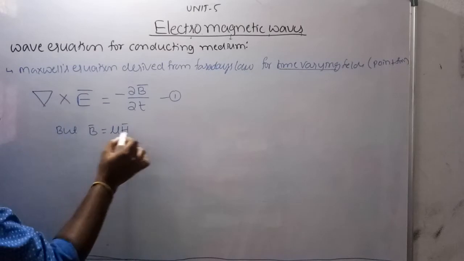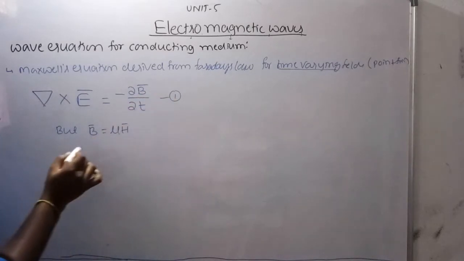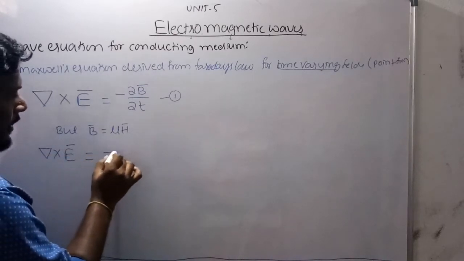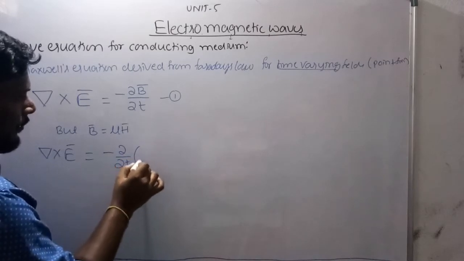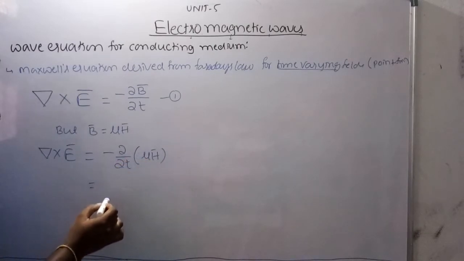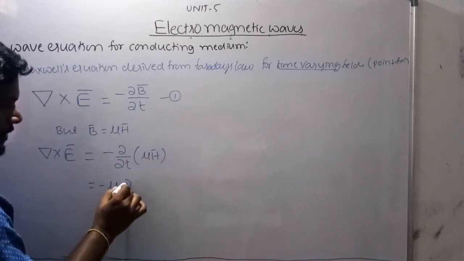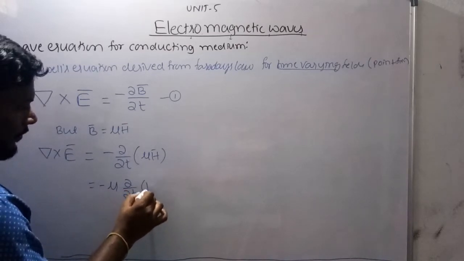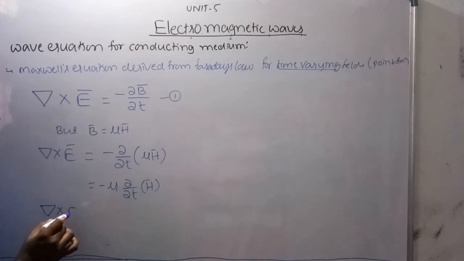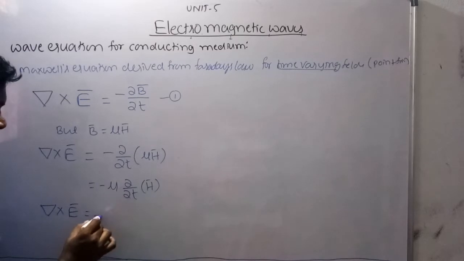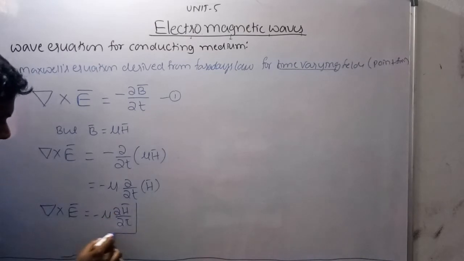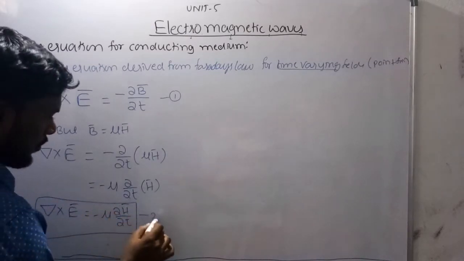Now if you substitute the B bar value in equation 1, del cross E bar is equal to minus dou by dou t of mu times H bar. Mu is a constant, so we can take it outside the differentiation. Finally, del cross E bar is equal to minus mu times dou H bar by dou t. Let us consider it equation number 2.